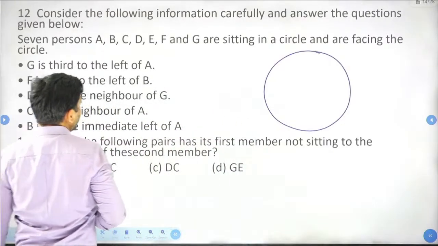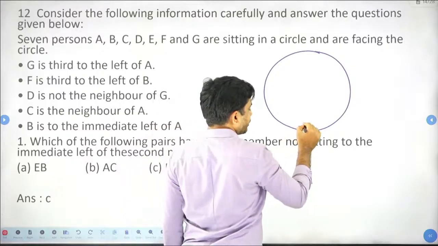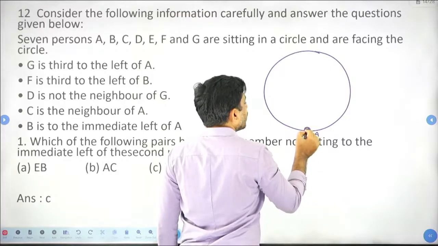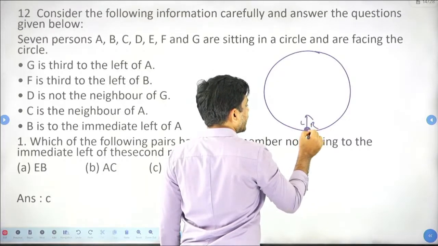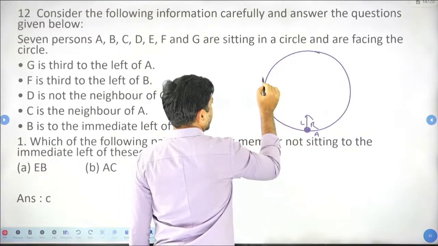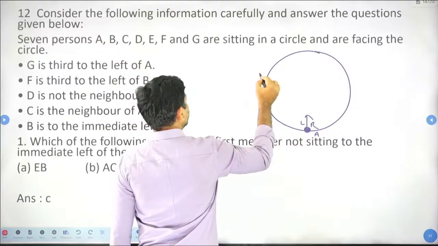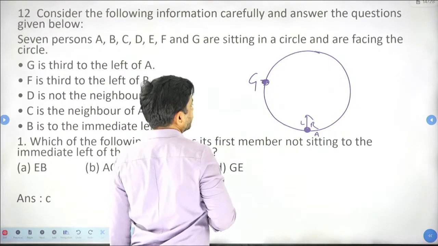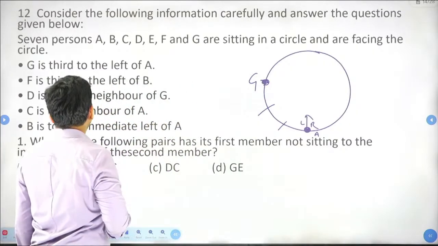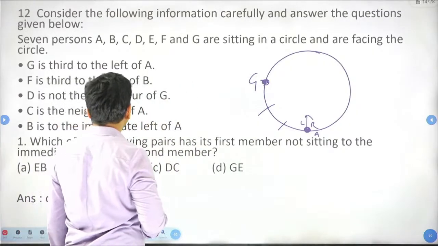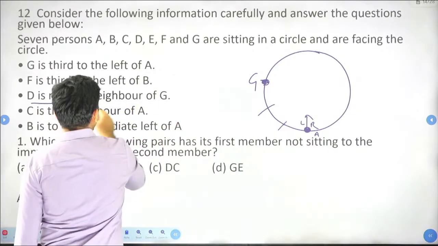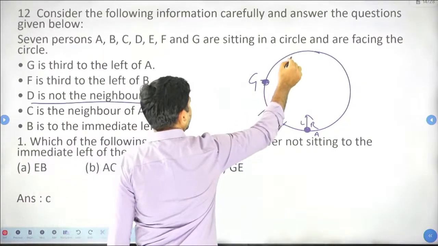G is third to left of A. A, facing towards center. This is left, this is right. Third to left side of A. 1, 2, 3. This is called G. Next, F is third to left of B. Where you will take? We'll see. D is not the neighbor of G. You can't take D here.